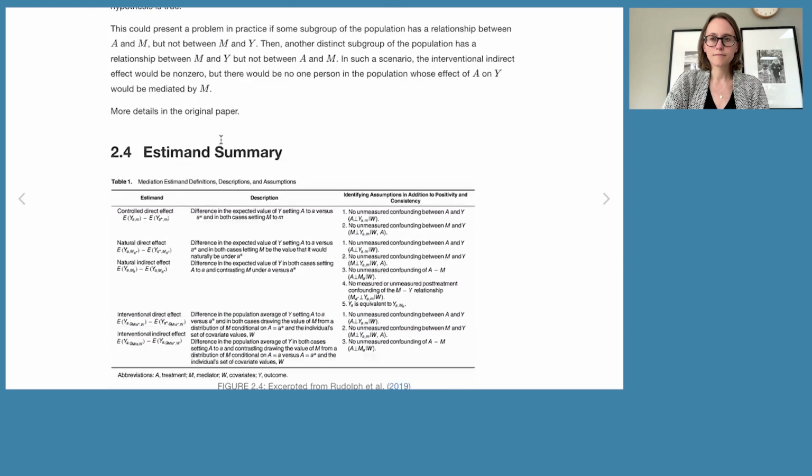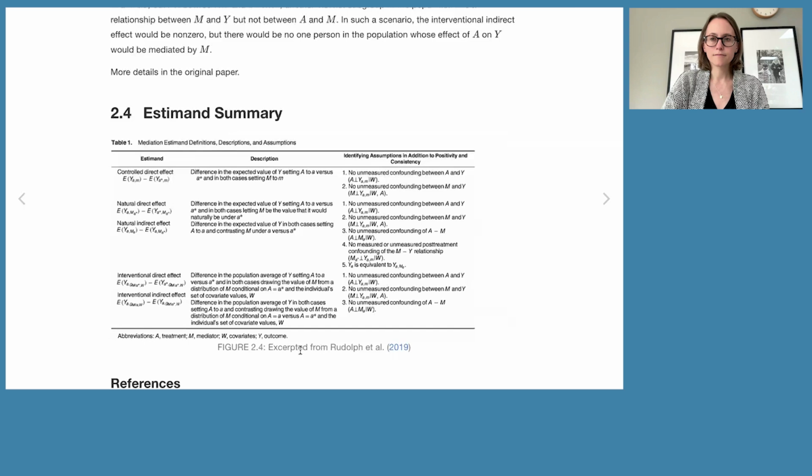Okay, so we talked about a lot. I'm including this table that's just a summary from a 2019 paper that basically reviews what we talked about: control direct effects, natural direct and indirect effects, interventional direct and indirect effects. It gives those estimands using our counterfactual notation that we reviewed in this first module. It gives their descriptions in words. And then it gives the identification assumptions that we need in order to identify these effects, in addition to positivity and consistency.